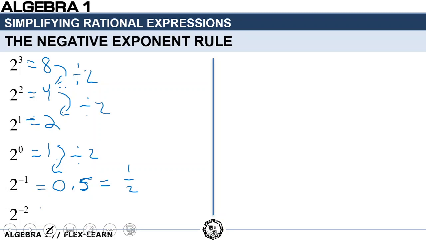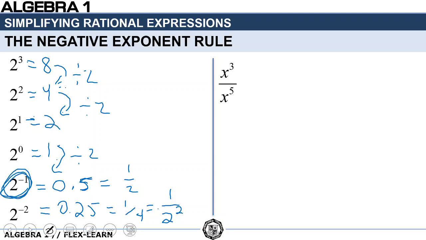Now, what if we go down to the next one? What's 2 to the negative second power? Well, if we follow our rule and keep dividing by 2, if you take 0.5 and divide that by 2, you're going to get 0.25, or 1/4. But what's another way to write 1/4? 1/4 is the same thing as 1/2 to the second power. So we're going to get into that rule today. What do you do when you have a negative exponent, and how is it played?